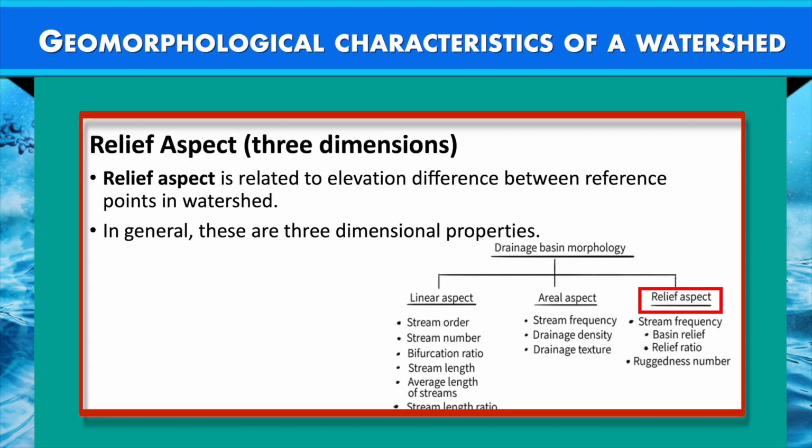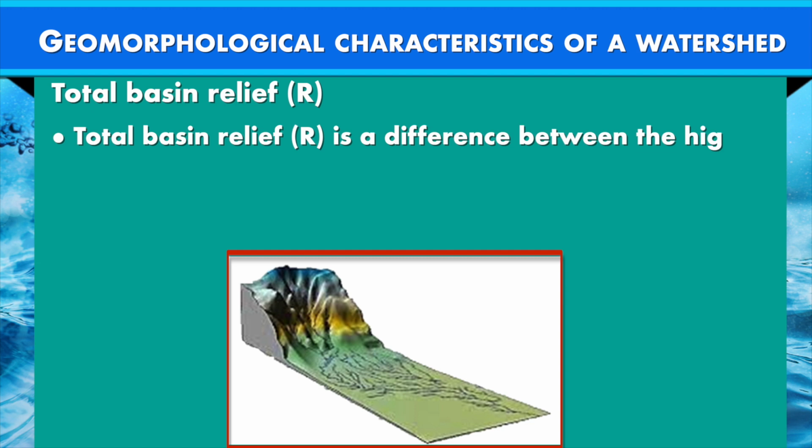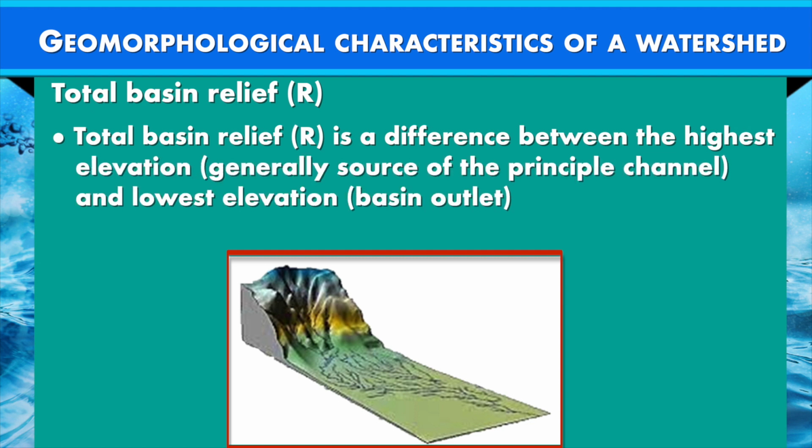Dear learners, the relief aspect of a watershed gives a three-dimensional perspective. It includes total basin relief, which is the difference between the highest elevation, which is the source of the principal channel, and the lowest elevation or basin outlet.